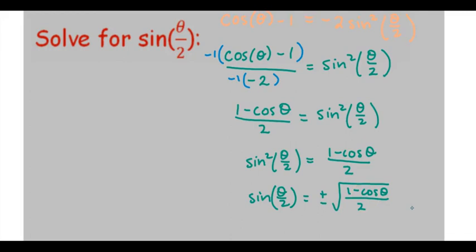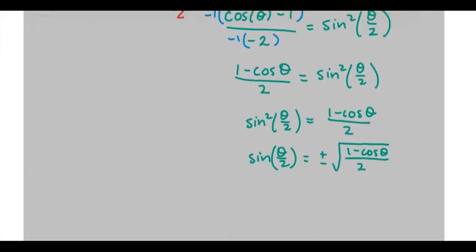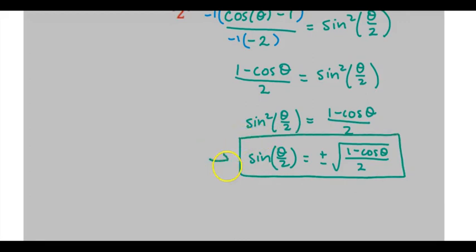Now notice that it has a plus and a minus sign in front of it. When we actually do a problem that has specific numbers, we're going to figure out whether to use the plus or the minus. It'll be one or the other, depending on the quadrant. So that is our half-angle identity for sine. You can write that on your card.